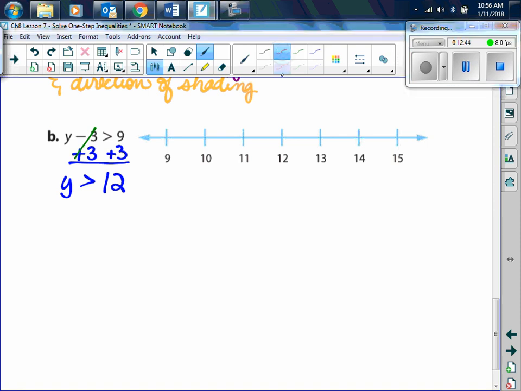So our important number is 12. What kind of circle are we going to have at 12? Open. And which way are we shading on the number line? Y is greater than 12, so we're shading to the right. Very good.